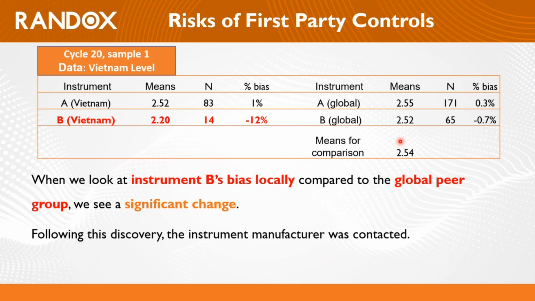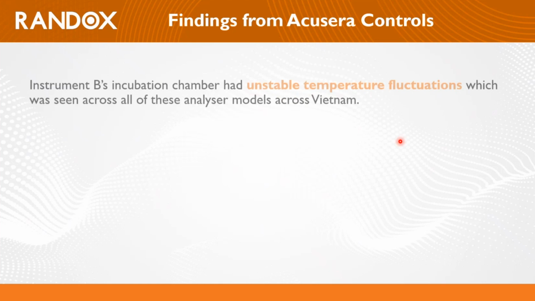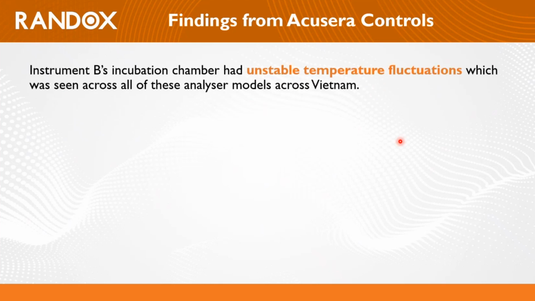Of course, the instrument manufacturer got really worried, so they sent out technicians to check all these instruments. It wasn't just an issue in this Vietnamese hospital. It could have been an issue for System B in the whole country of Vietnam. And when they sent their technicians out, indeed, System B had a problem. System B's incubation chamber had unstable temperature fluctuations, which was seen across all analyzer models in Vietnam.